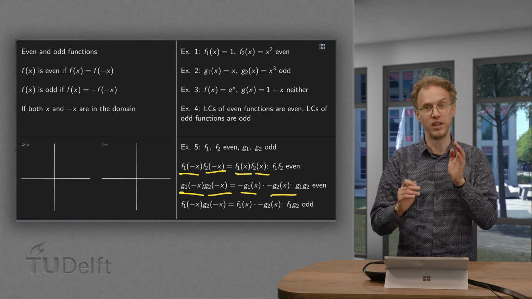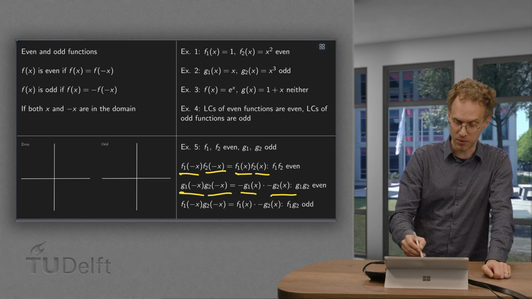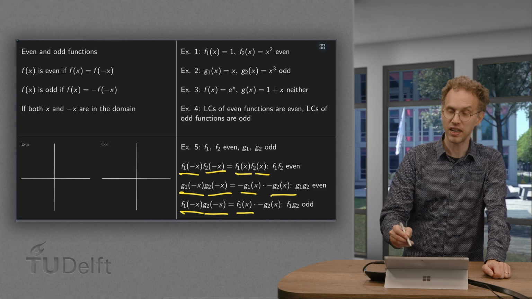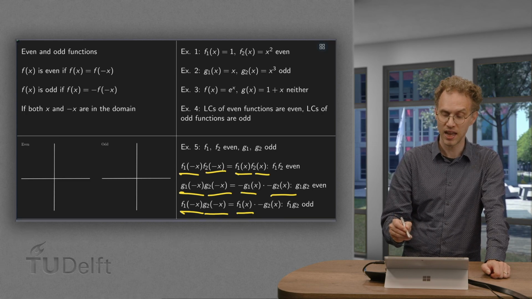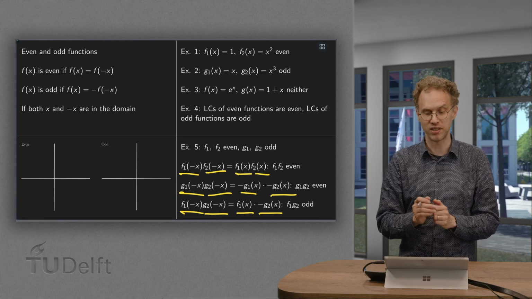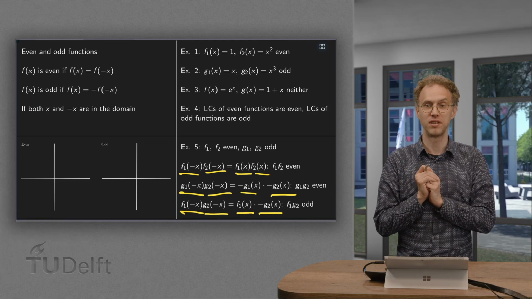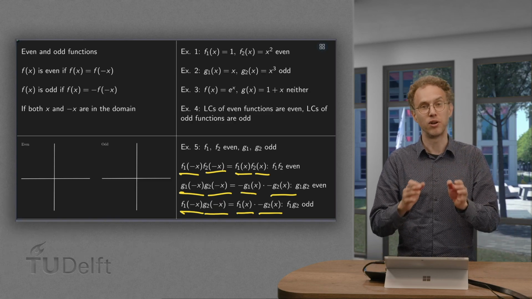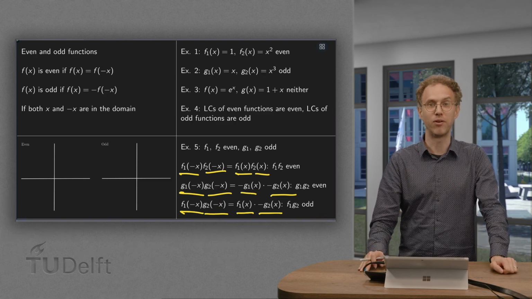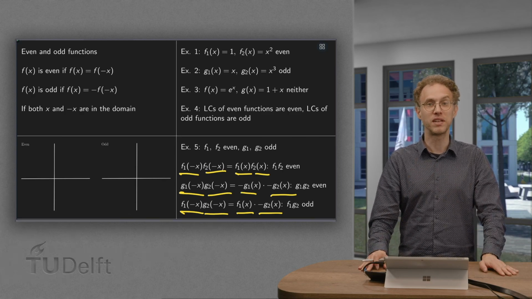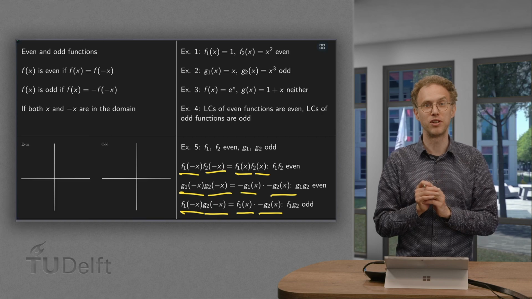Now what happens if you do even times odd? So even function f1 times an odd function g2. f1 at minus x equals f1 at x, so nothing happens. And g2 at minus x equals minus g2 at x. So we get minus times f1 times g2. So we pick up a sign. So a product of an even and odd function is an odd function. So we have to be a bit careful, not exactly the same as the numbers.